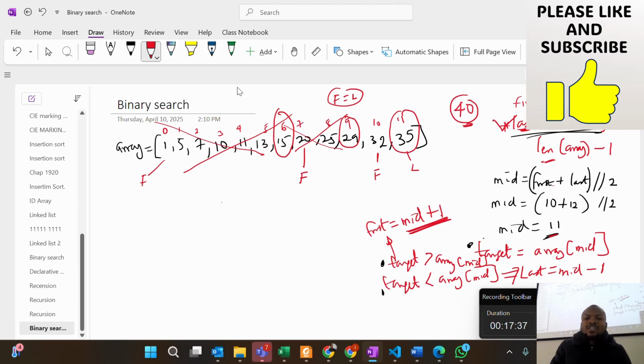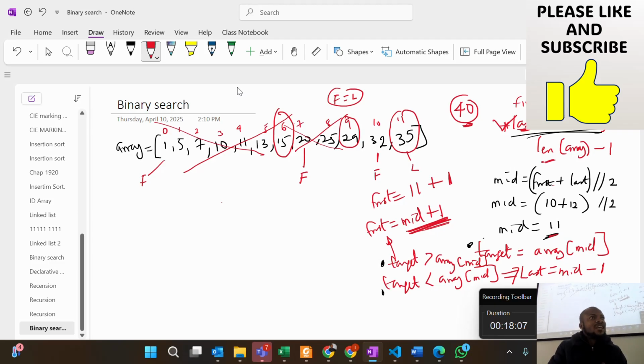So if first is equal to mid plus 1, that means first is now greater than the last. Is that understood? You understand what I'm trying to say? That means first is now what? No, wait. First is now equal to 11 plus 1, if first is mid plus 1. And what is last? Last is 12. Don't forget.